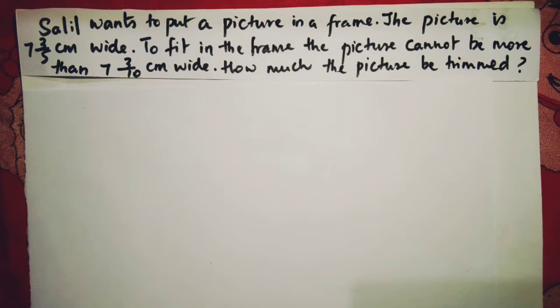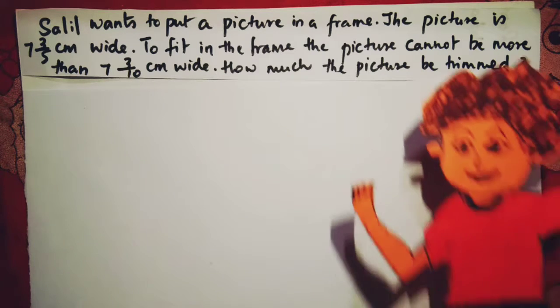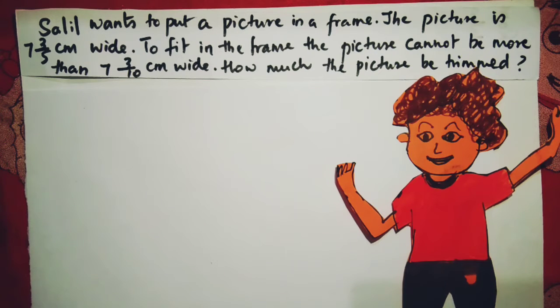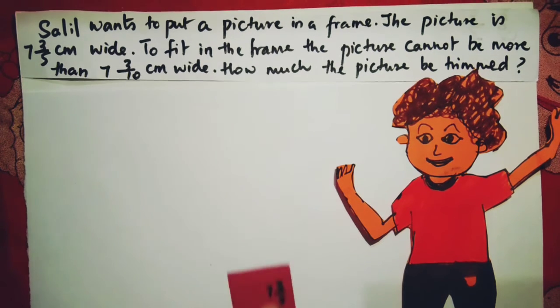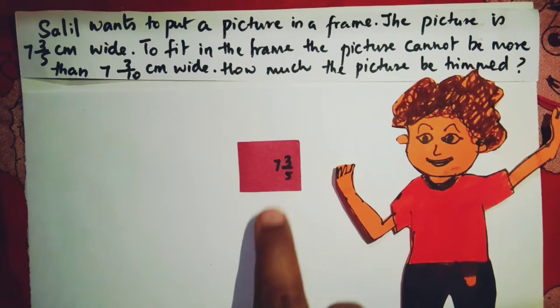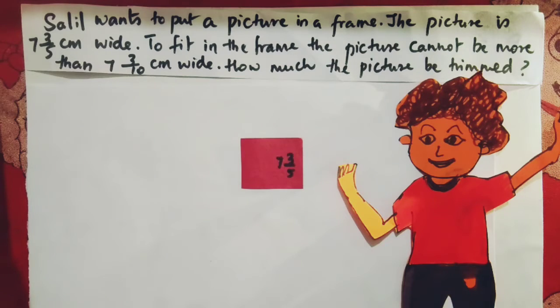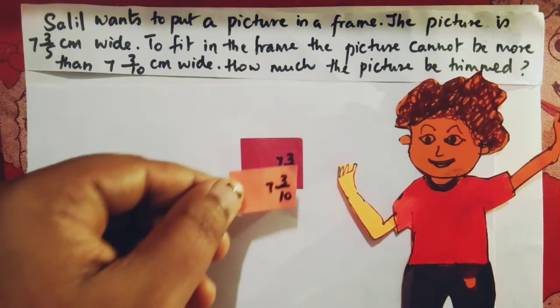So now I'll introduce the character Salil. So now he is Salil, and now the picture is 7 3/5 centimeter wide. So now this is the picture which needs to be framed. The next sentence you can read, to fit in the frame, the picture cannot be more than 7 3/10 centimeter wide. So now this is the picture.